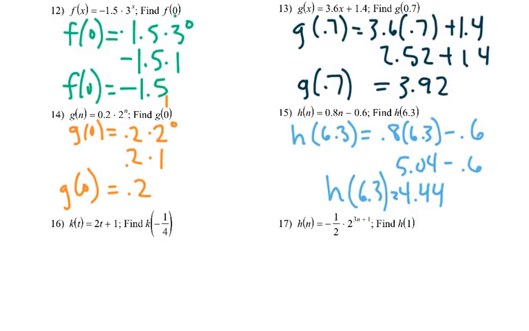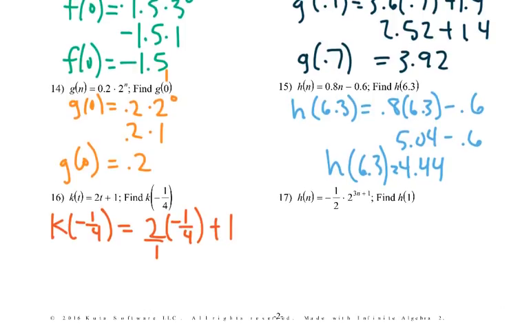Okay, then k of t, so k of negative 1/4. It doesn't matter if it's decimal or fraction, we still treat it the same way. Now, remember when we multiply fractions, make that a fraction. 2 times negative 1 is negative 2. 1 times 4 is 4, plus 1. Negative 2 over 4 is negative 1/2. Plus 1. Well, that's like 1 minus 1/2, which would give us 1/2. So k of negative 1/4 equals 1/2.